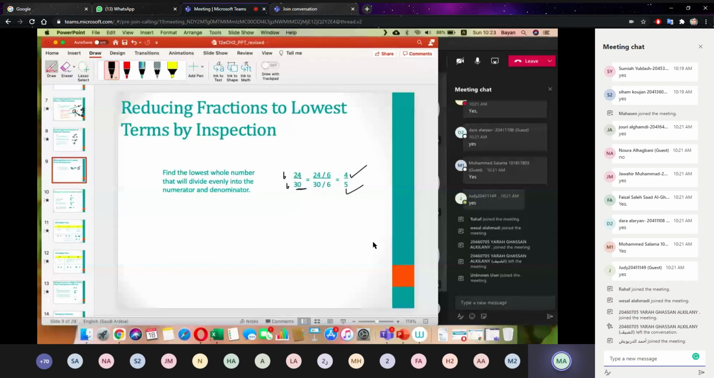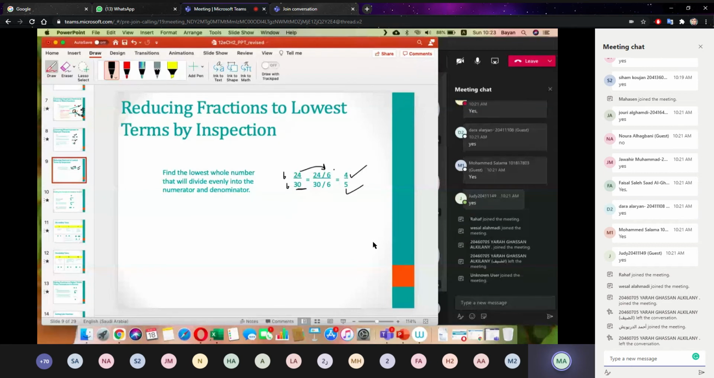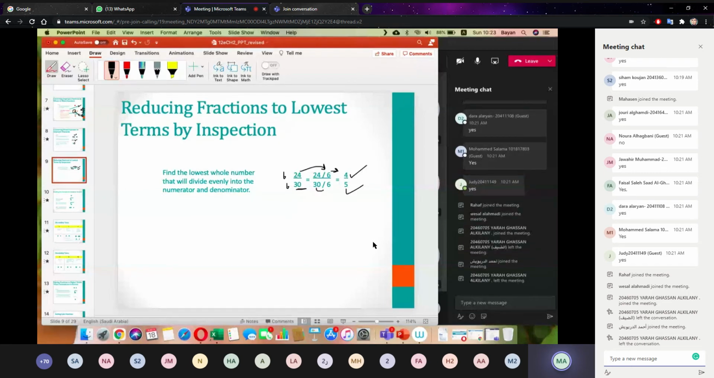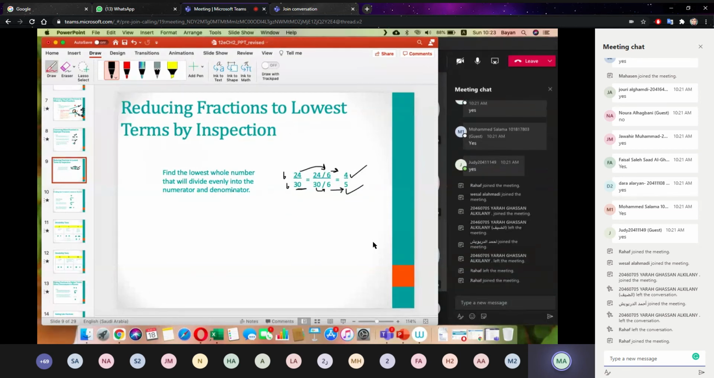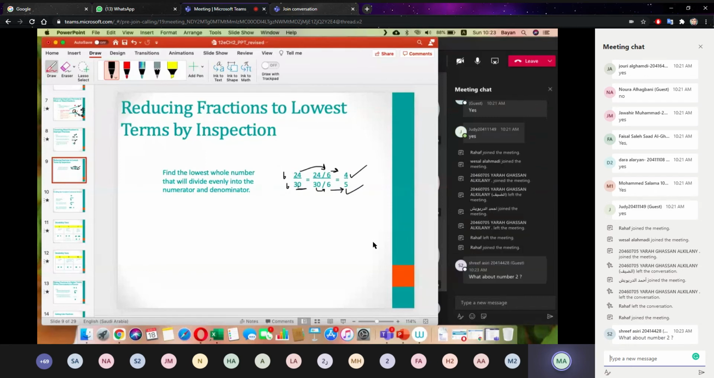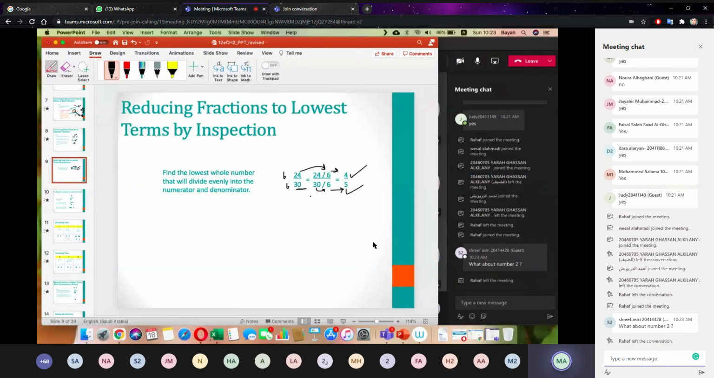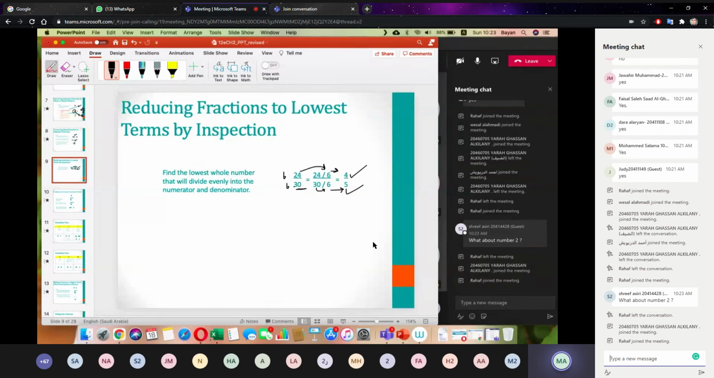So now we reduce our value to the lowest term. So 24 divided by 6 will give you 4. 30 divided by 6 will give you 5. So how we can find that we can divide these two values by you can divide it by number 2, but we need to reduce it to the lowest term. So you're going to divide it by 2 twice. If you divide 24 by 2, and also we have 30, we should divide it by 2.